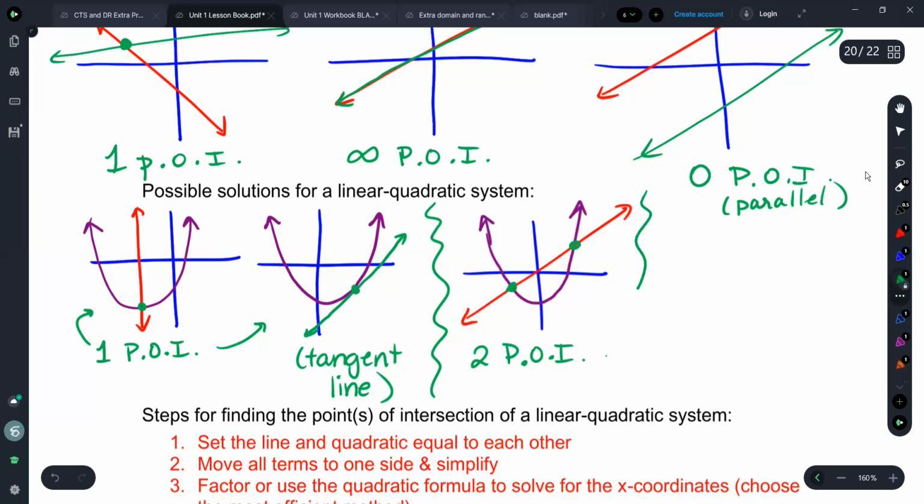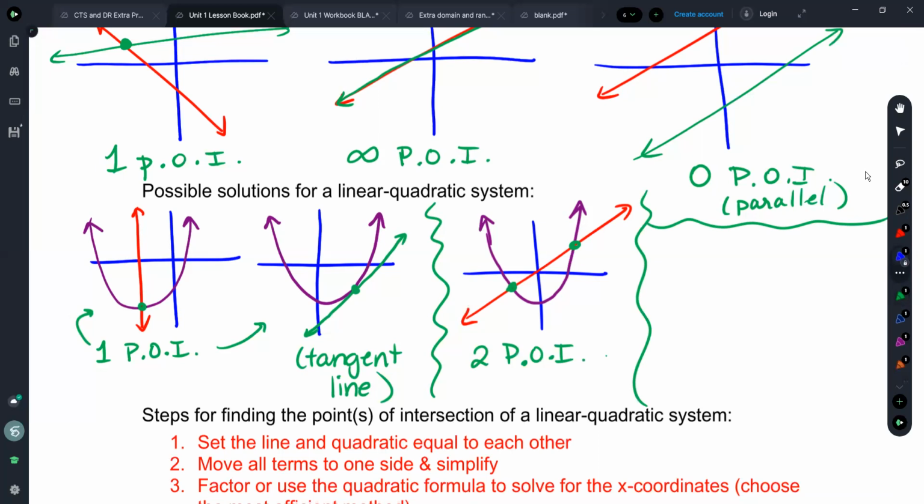Okay, there's actually one more scenario. Does anyone have one on their page? Chris, what did you put? Okay, and how does that happen?